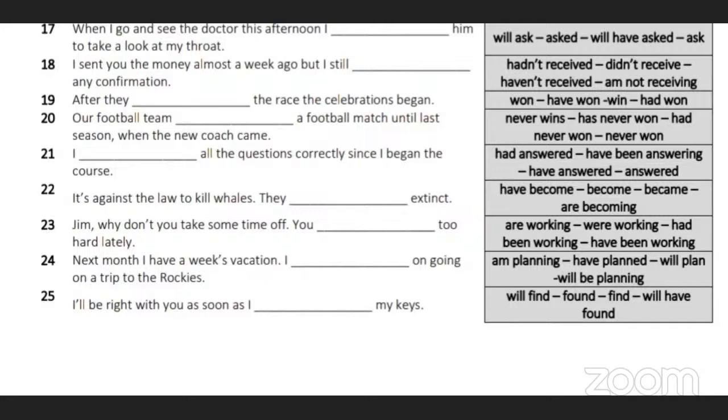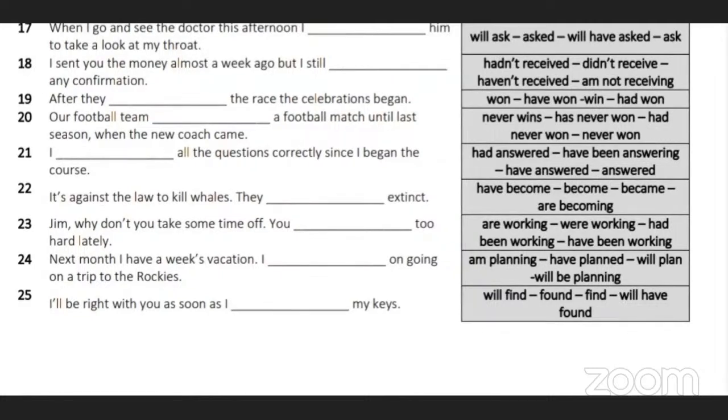We move to 24. Next week, I have a week's vacation. I am planning on going on a trip to the Rockies. What shall be the answer? The answer shall be am planning. Am planning is absolutely correct.